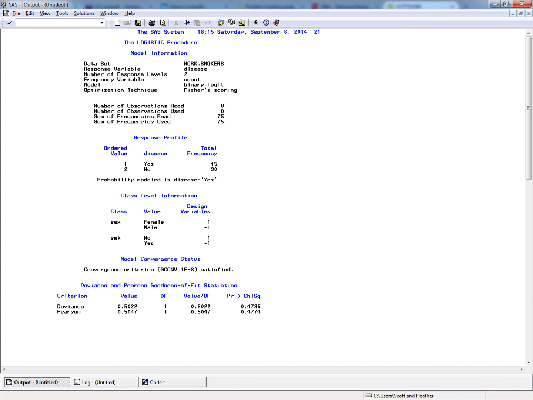It is not the 0 and 1 that we're used to seeing with reference coding. It is instead a 1 and a -1, which in this case is going to translate to how they deviate from some overall mean.